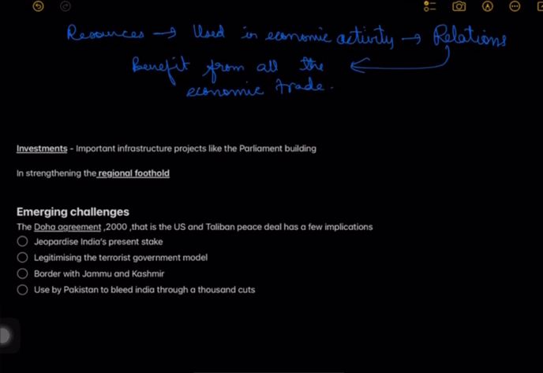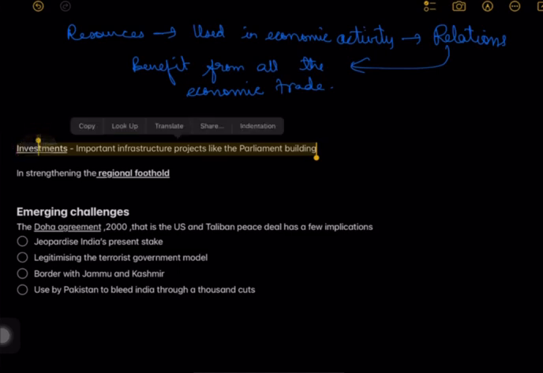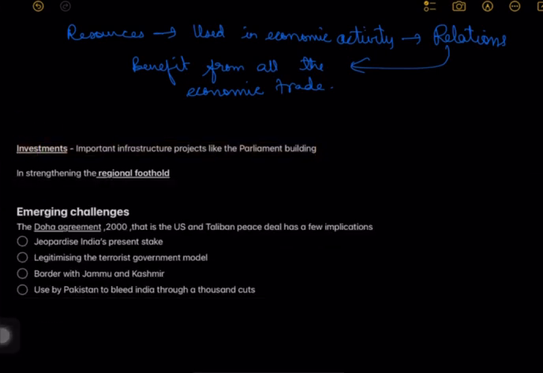Coming next is investments. As we all know, India had already made huge investments before the Taliban crisis occurred, like the Parliament building, a few highways there, and other infrastructure projects. So it is important that we reap the benefits of our investment.